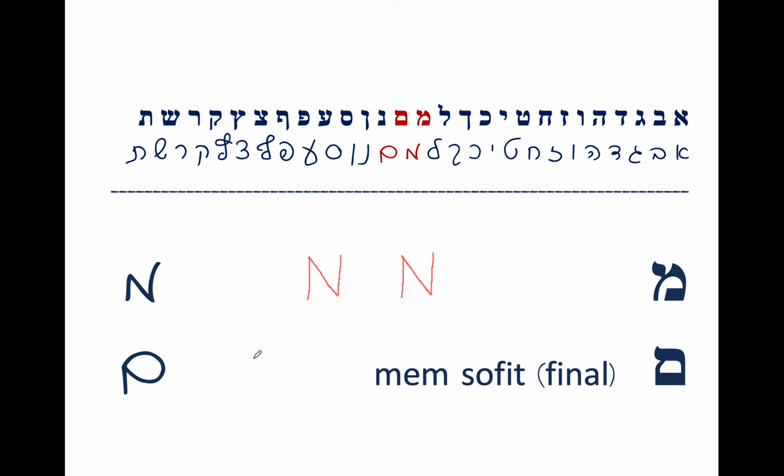Mem sofit, final mem. Very easy. You make a little balloon. And this is the stick. Think about it like there's a wind. The wind is here and the balloon is going this way. But this is mem. Again, circle, and it goes like this. And this is mem sofit. Mem sofit.